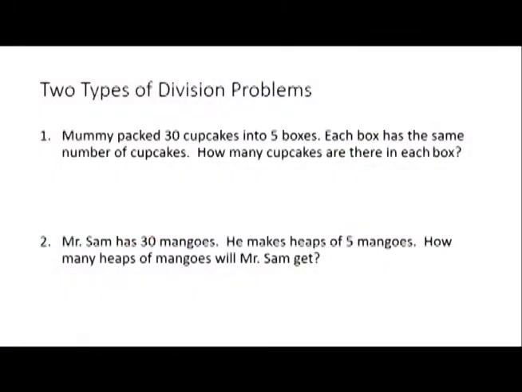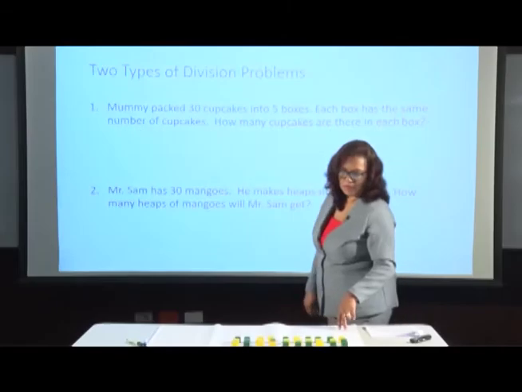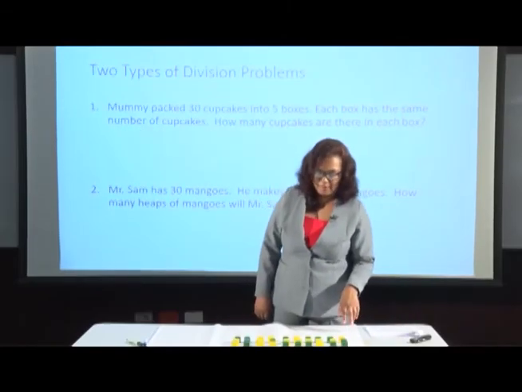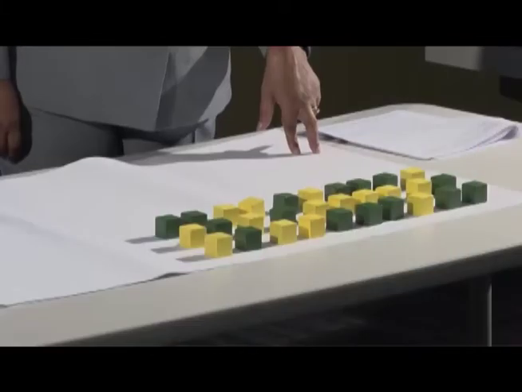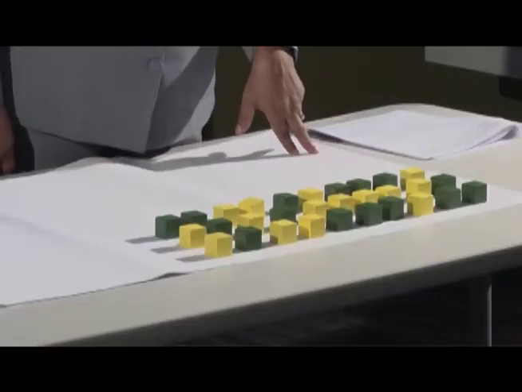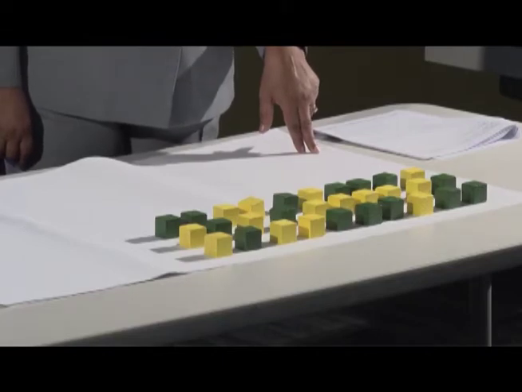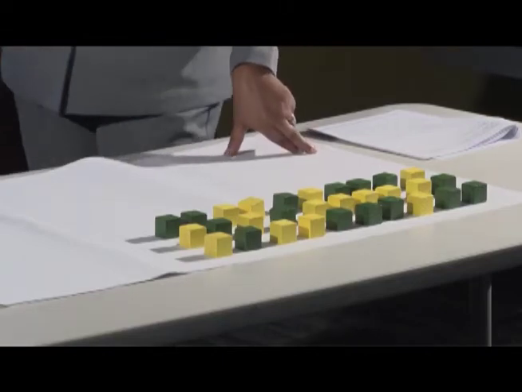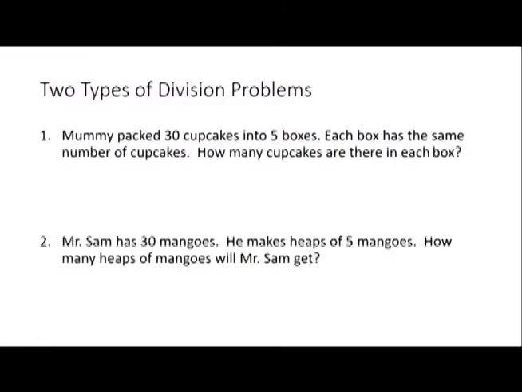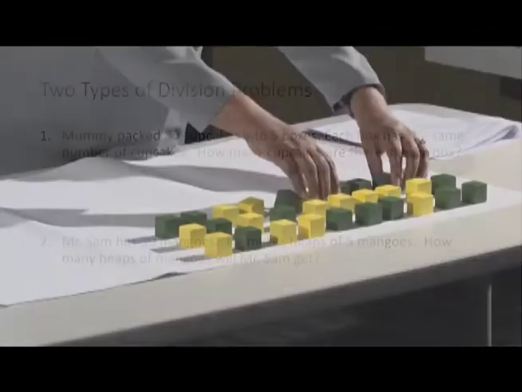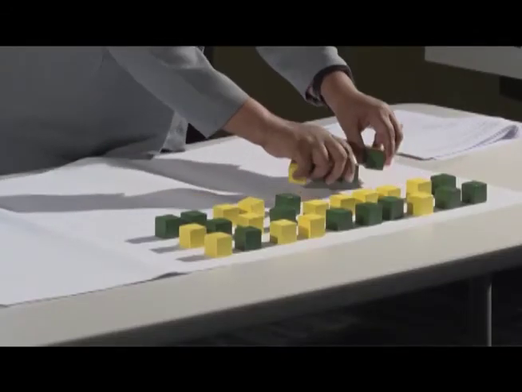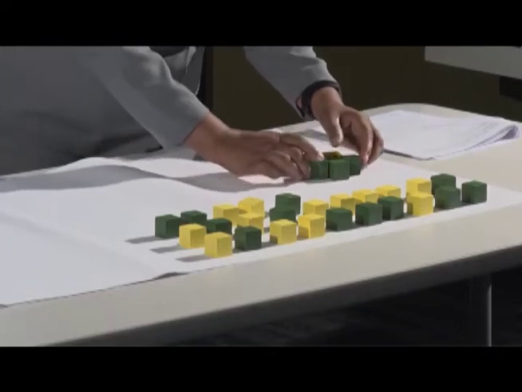Mr. Sam has 30 mangoes. He makes heaps of 5 mangoes. How many heaps of mangoes will Mr. Sam get? So here we have the model of the problem. We are starting with our 30 mangoes, and they are represented by our green and yellow blocks. In this case, Mr. Sam makes heaps of 5. So I'm going to take 5 of the blocks at one time, and I'm going to make my first heap.